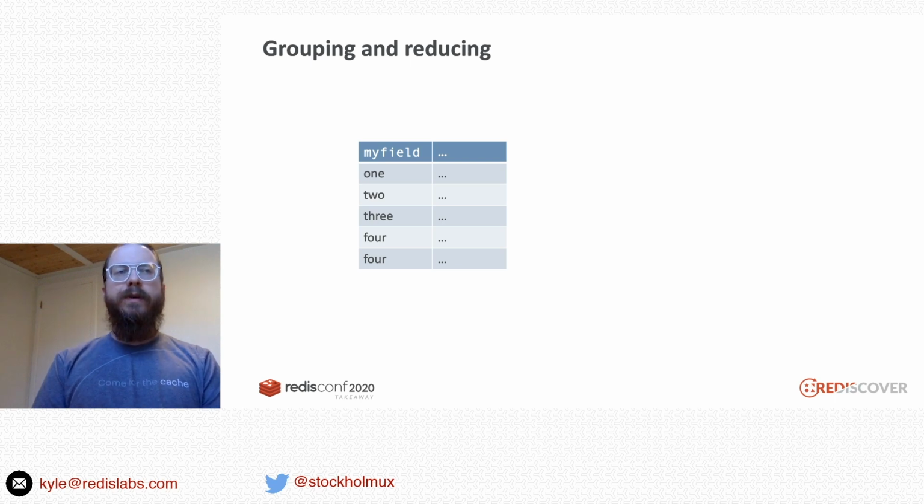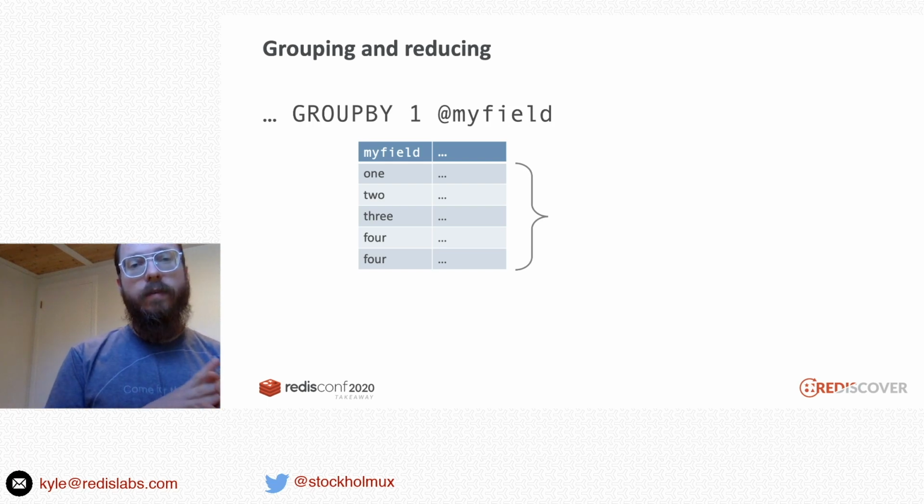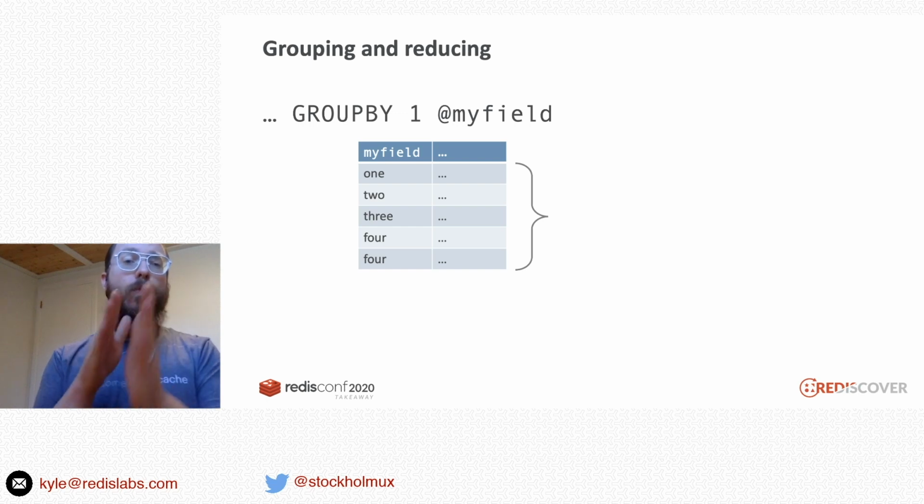So the first thing we want to do is group by. This will take something and group up logical parts of it. So we're grouping by my field, right? And then we're seeing that prefix property notation that we were talking about before. We're saying group by 1, and that's my field next.